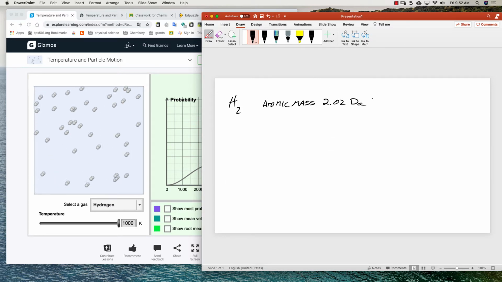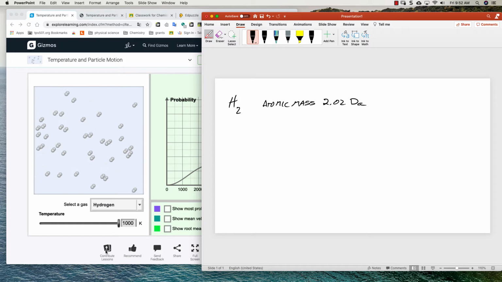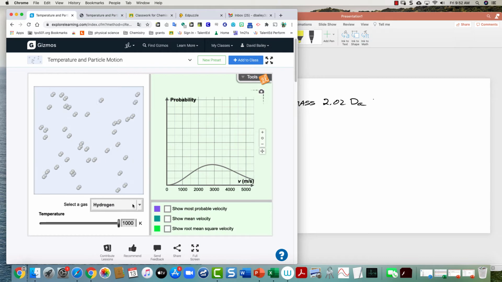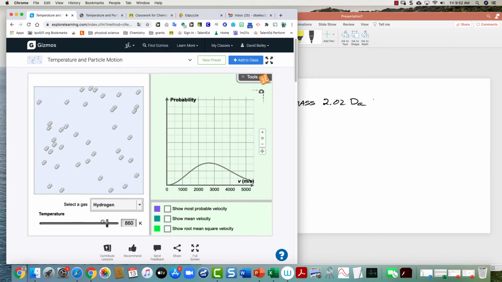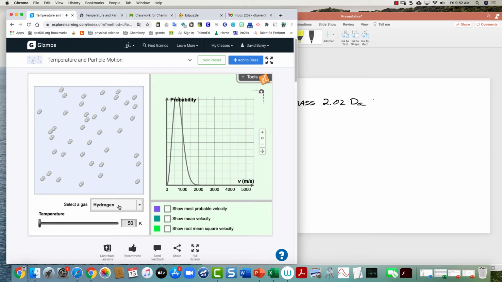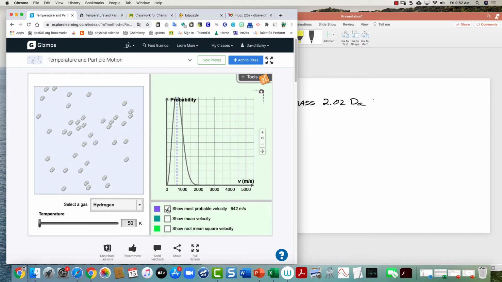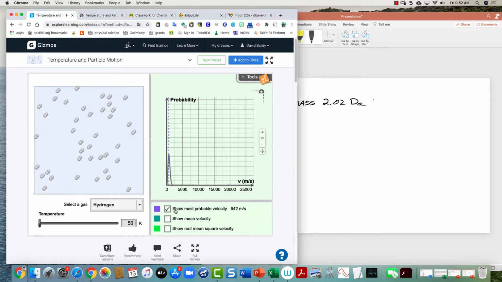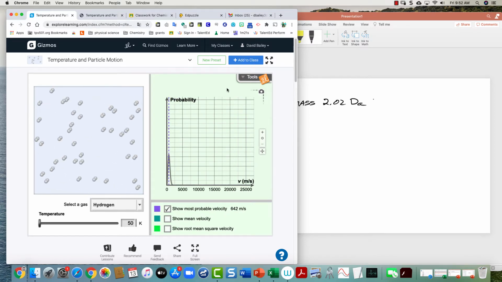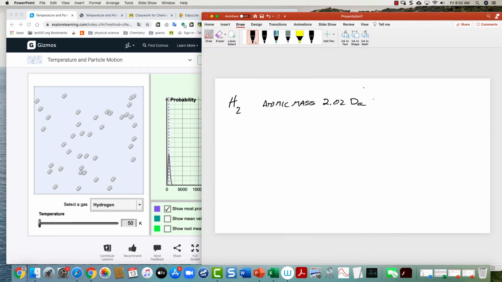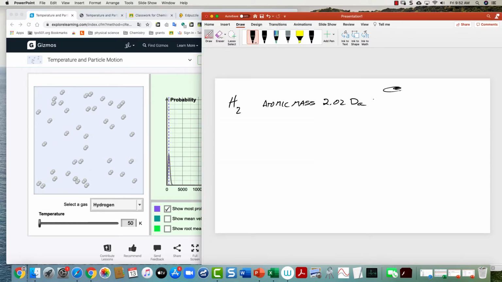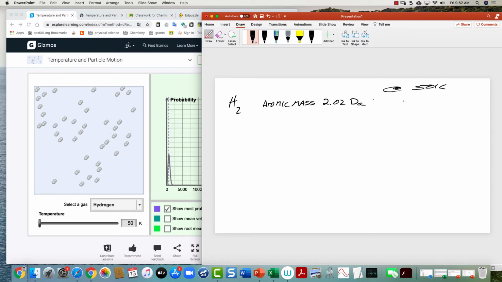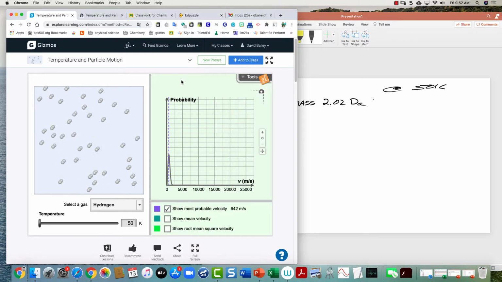So I'm going to come back to this. There we go. Bring this back over to 50 Kelvin. This is going to be very, very slow. And we're going to show you the most probable velocity, and that is showing at 462 meters per second. So at 50 Kelvin, the mean velocity is going to be 642.